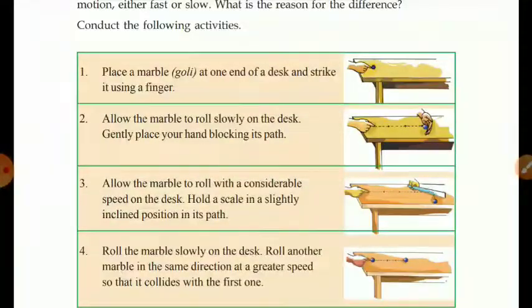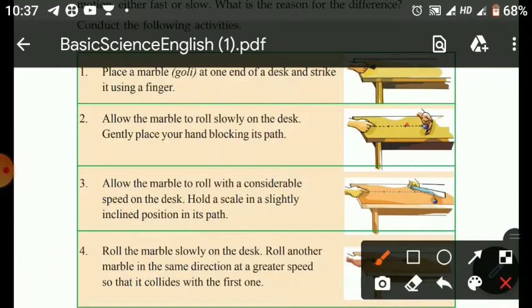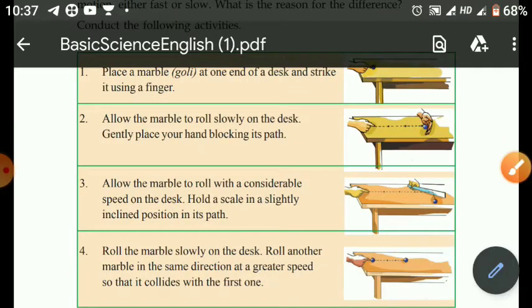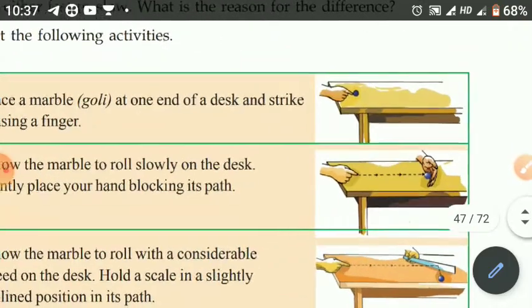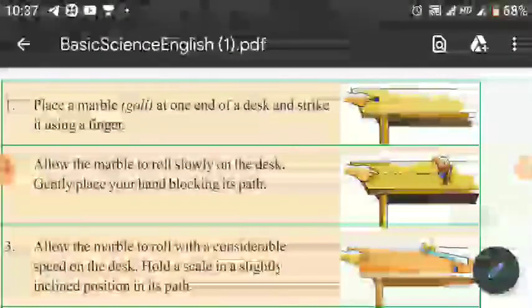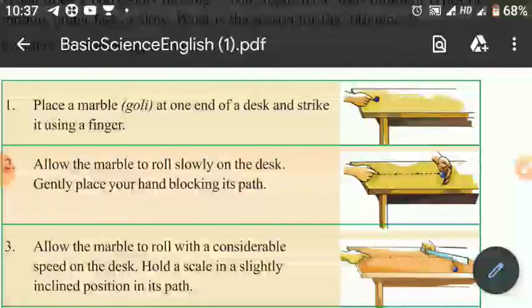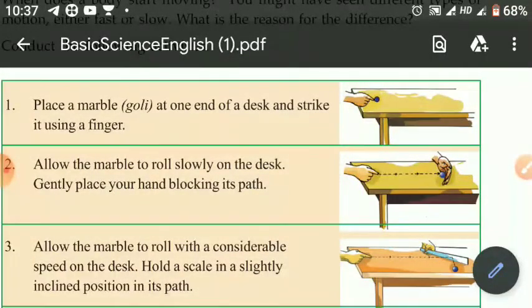Place a marble at one end of the desk and strike it using a finger, so it moves. When we apply a force to the marble, it moves and rolls on the desk and stops at a particular distance. Allow the marble to roll slowly on the desk. Gently place your hand blocking its pathway. So now we stop the rolling of the marble by applying force.